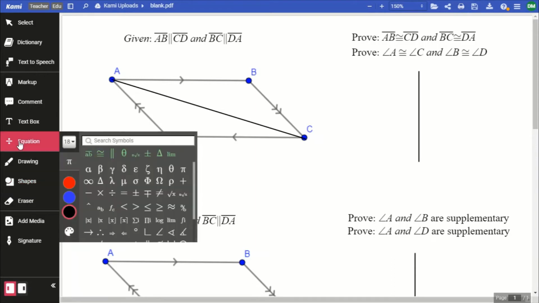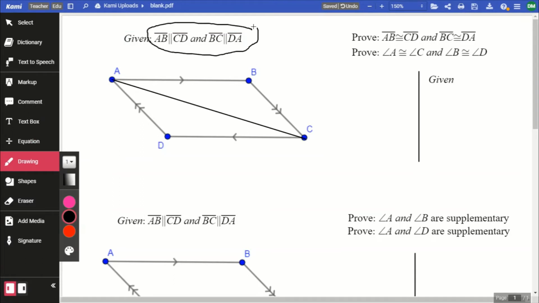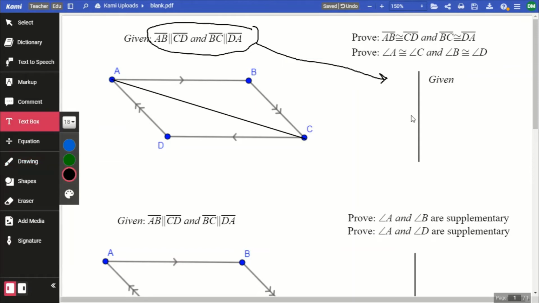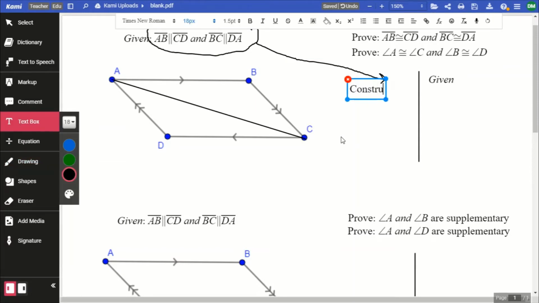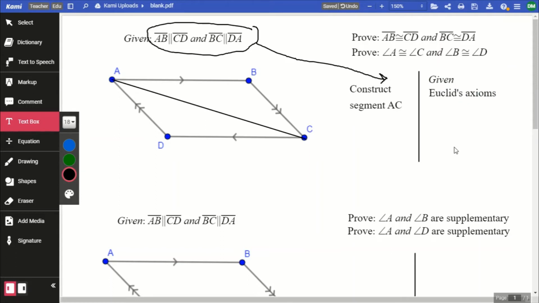All right, so we're not going to do the most formal proof in the world here. In fact, I'm just going to start with our reason being given for this stuff up here. Maybe I'm going to draw a circle around it and put it down here. So the only given information that we have is the definition of the parallelogram. AB is parallel to CD, BC is parallel to DA. Okay, our next thing that we did was we constructed segment AC. And the reason that we're able to do that is by Euclid's axioms. It says that lines are a thing that exist.